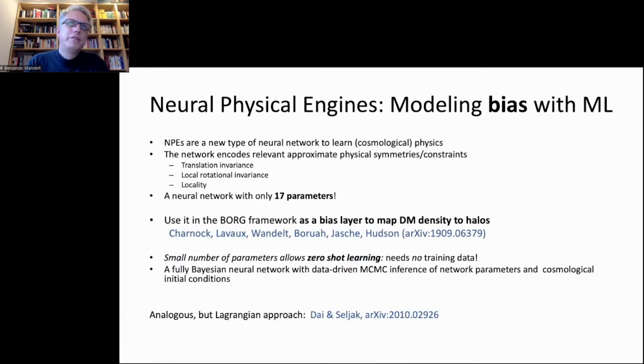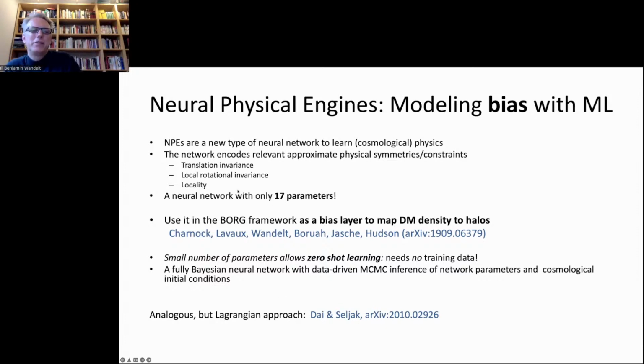Something we call neural physical engines. They model the relationship, the less than perfect relationship, between galaxies and the underlying dark matter distribution using machine learning, a deep learning model. In fact, it's not a particularly deep learning model, it turns out.